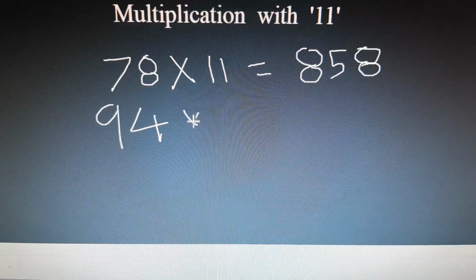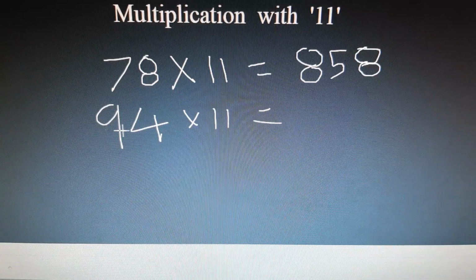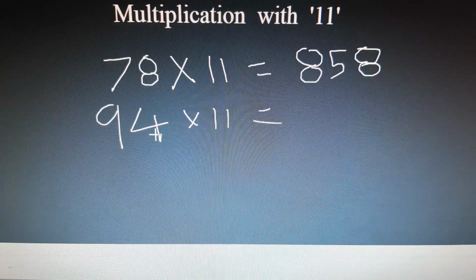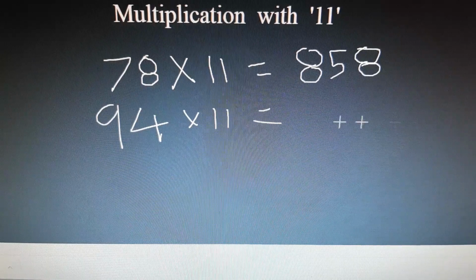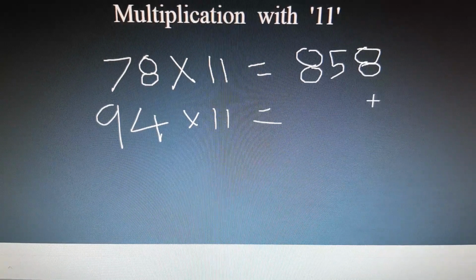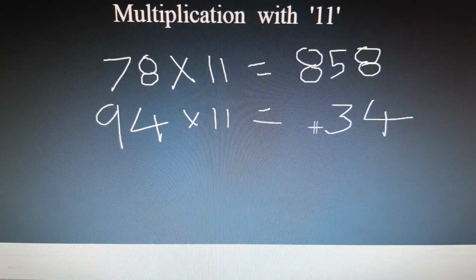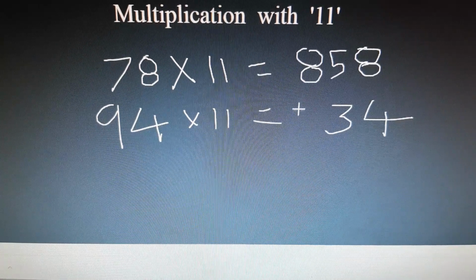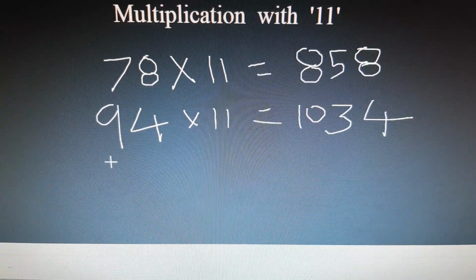94 multiply by 11. Now what we'll do? You have to add both the figure. 9 plus 4 is, who will tell me? 9 plus 4 is 13. So first of all you have to write down number 4 here, 13 is 3 here, carry forward number is 1. So 9 plus 1 is 10.